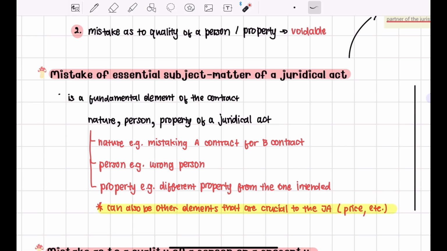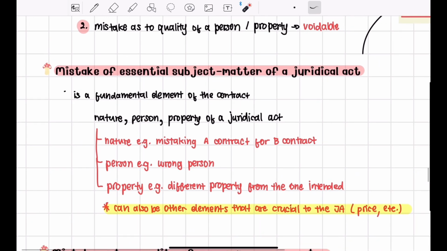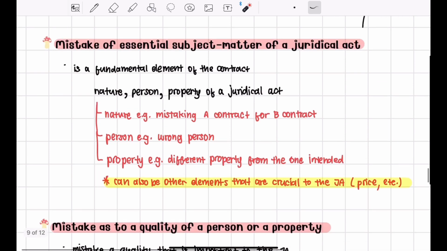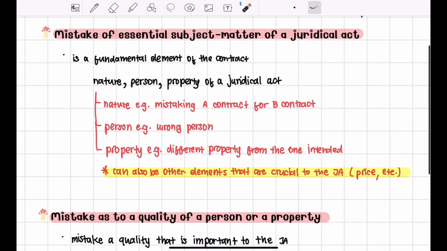The first one is the mistake of an essential element, the subject matter of a juridical act. The elements have to be fundamental elements of the contract. Section 156 gives us some examples of what kinds of elements are counted as essential. First, the nature of the contract. If a party mistakes contract A for contract B, that means he is mistaken about the nature of the contract he is making, and that means the declarer's intention is void. The second one is the person. Maybe the declarer grabbed the wrong person with the same name, which means the contracting party is not the person the declarer actually wants, so that also makes the declaration of intention void.